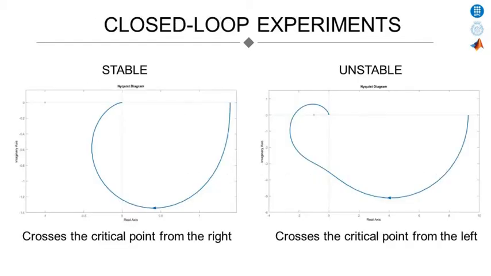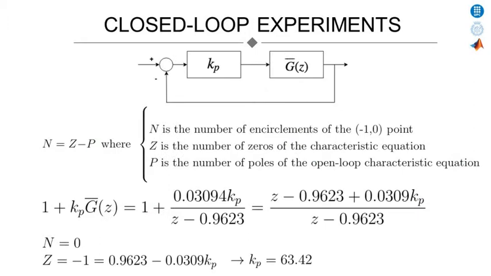From the Nyquist diagram, we can analyze whether the system is stable or not. As we can see in this figure, if the diagram crosses the critical point from the right, the system will be stable. While, if the diagram crosses the critical point from the left, the system will be unstable. It is worth mentioning that those systems represented on the Nyquist have no poles on the right-hand plane of the S-plane, which means P is equal to 0.